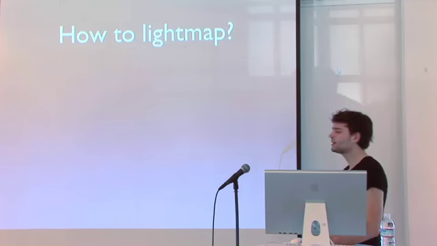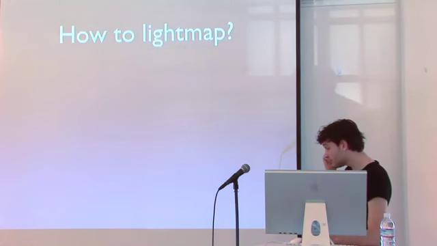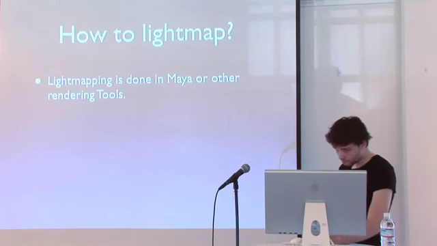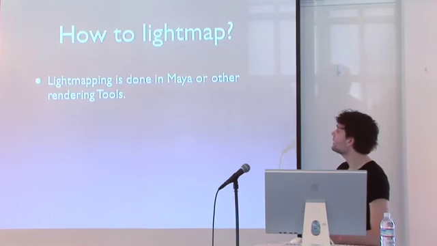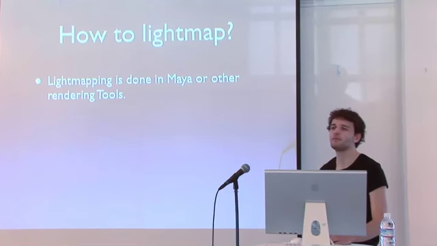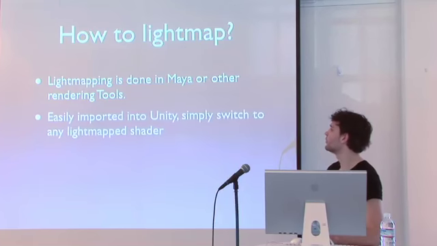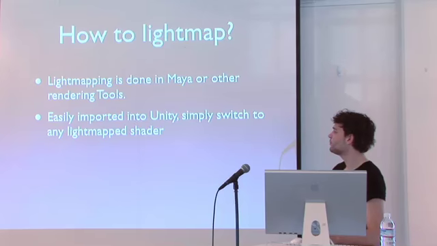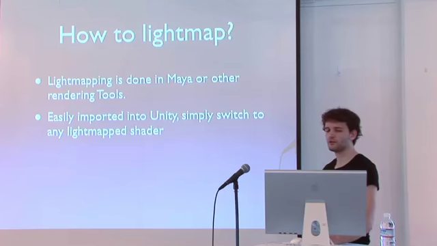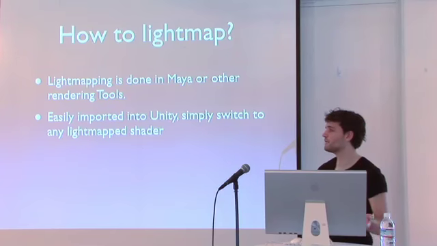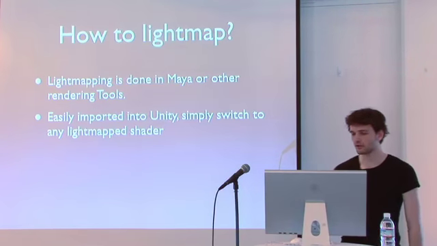So how do you actually create a light map? Now in Unity, there's no built-in light mapping functionality, at least at the moment. So light mapping is done in Maya or other rendering tools like 3D Studio Max, Cheetah 3D, Blender. It's really easy to import though. Basically, you just import your Maya file, you select the material which your object is using, you switch to one of the light mapped shaders, and you're good.